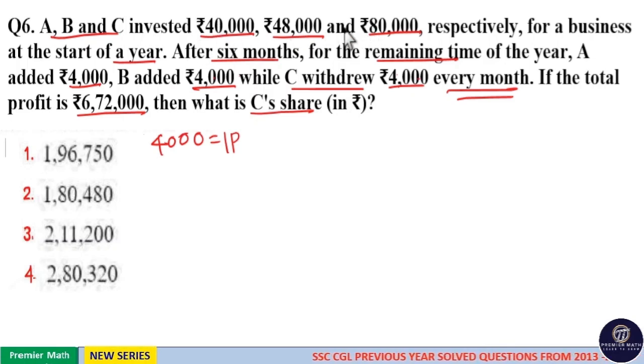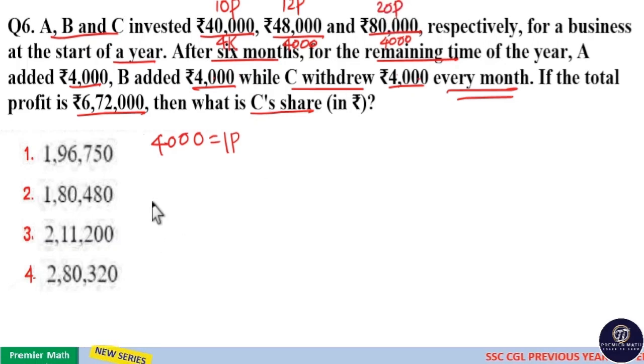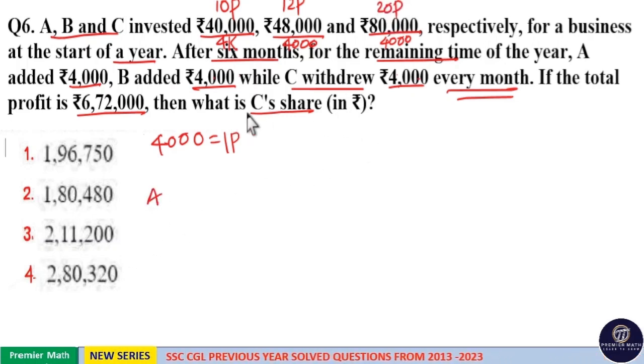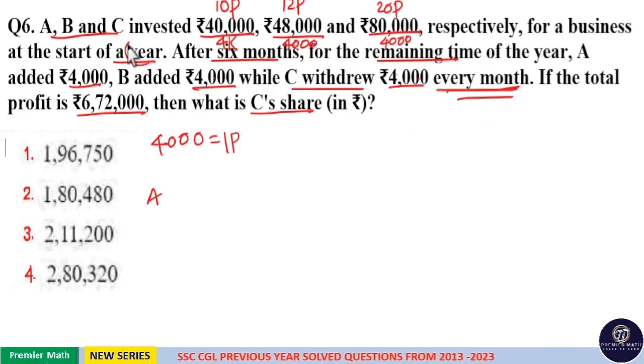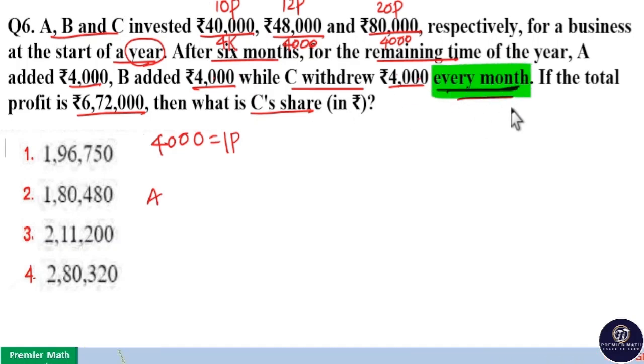Now write these three investment in terms of 4,000. That is 40,000 divided by 4,000 is equal to 10 part. 48,000 divided by 4,000 is equal to 12 part, and 80,000 divided by 4,000 is equal to 20 part. Now write ABC's share. Here I'll calculate investment for a month. Usually investment is calculated for a year, but here A and B added 4,000 every month. So I'll calculate it for a month.